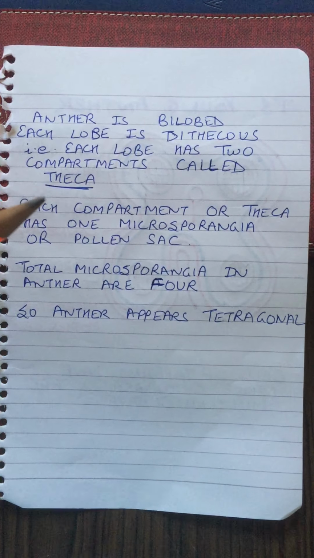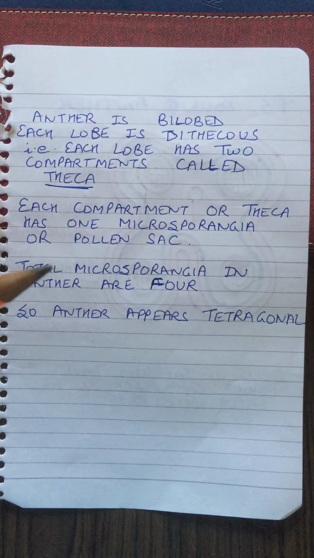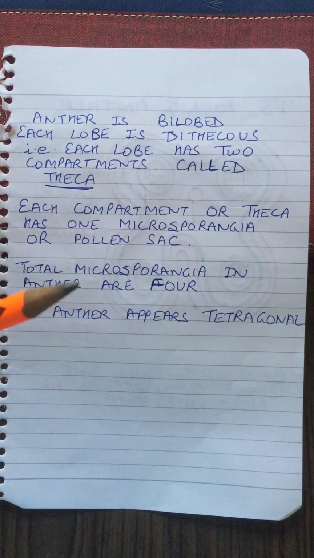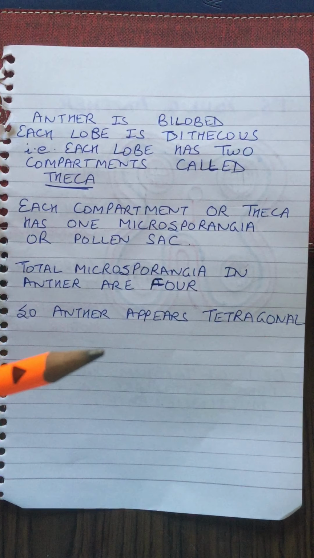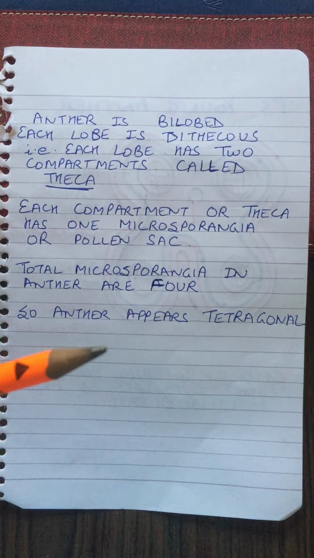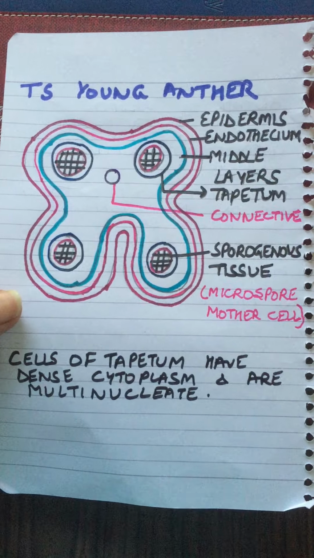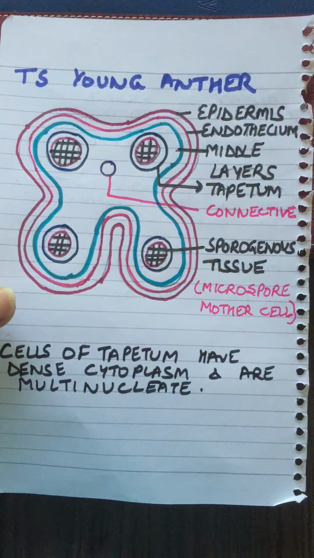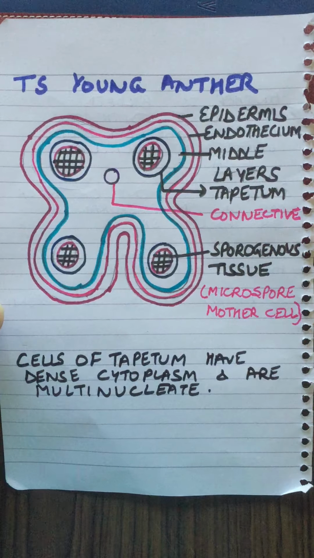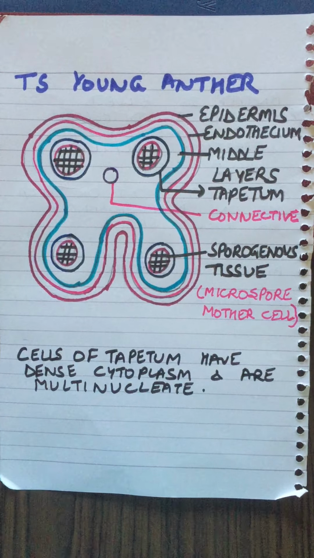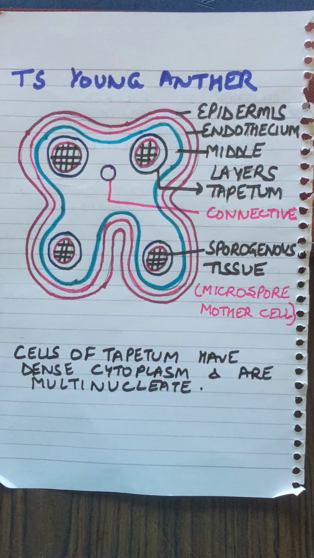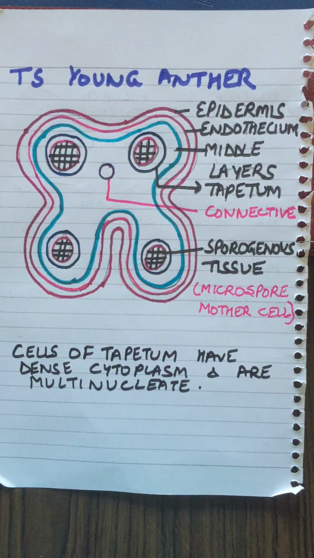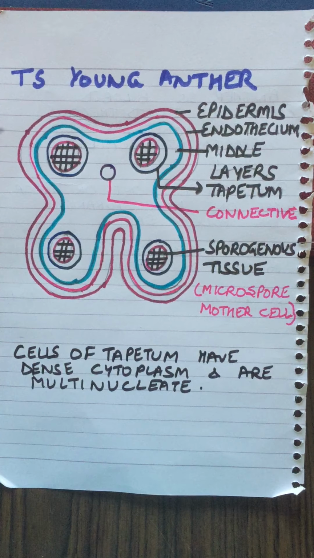Theca means compartment. So the total number of microsporangia in an anther is 4, so the anther appears tetragonal in shape. Now you see here the TS of a young anther, and then we will see the structure of the TS of a dehisced anther. Dehisced anther means a split anther, through which the pollen grains are being released.